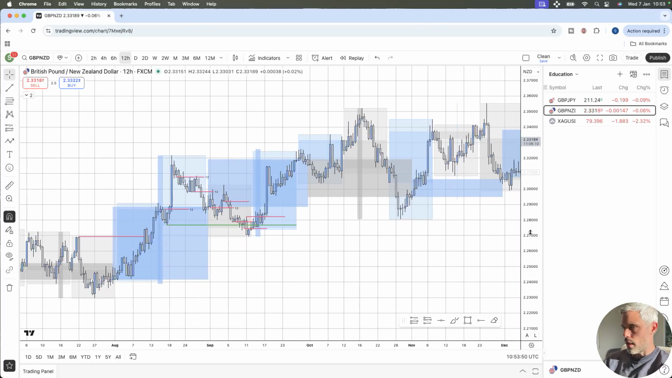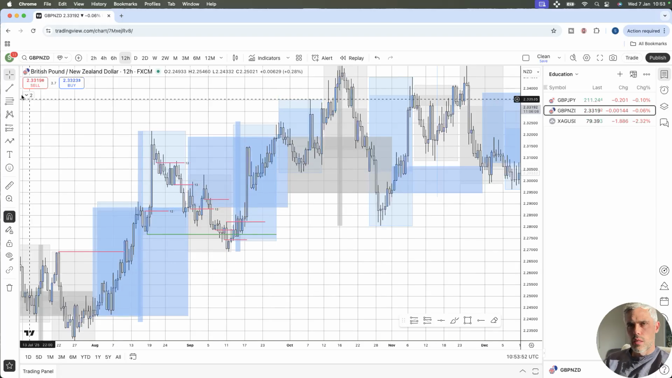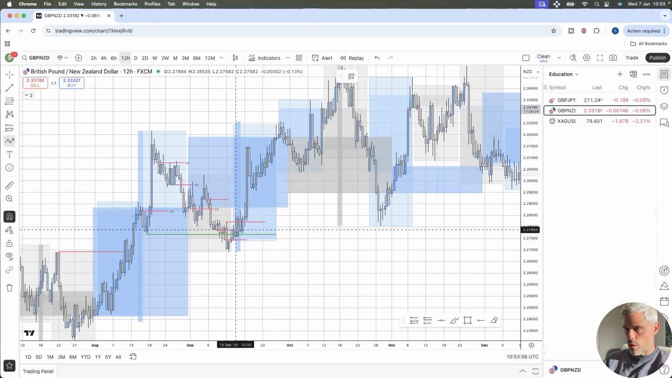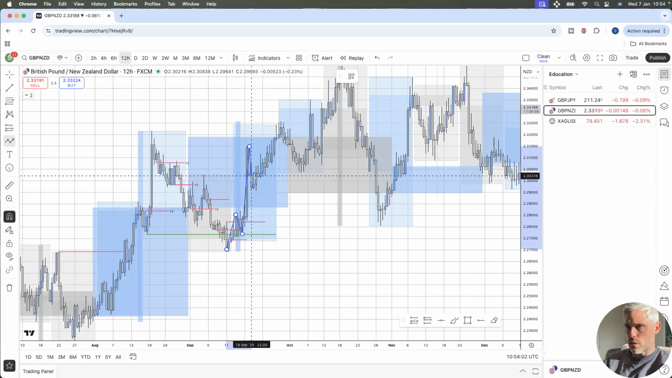And what ends up happening here is you'll see we get this order block being respected. So we get higher high, lower low, and then a big expansion.